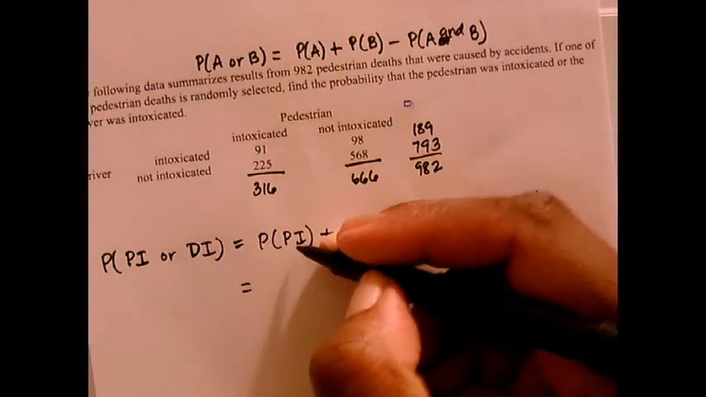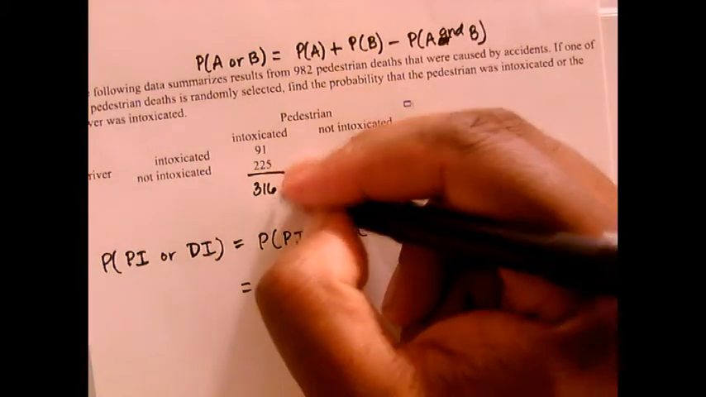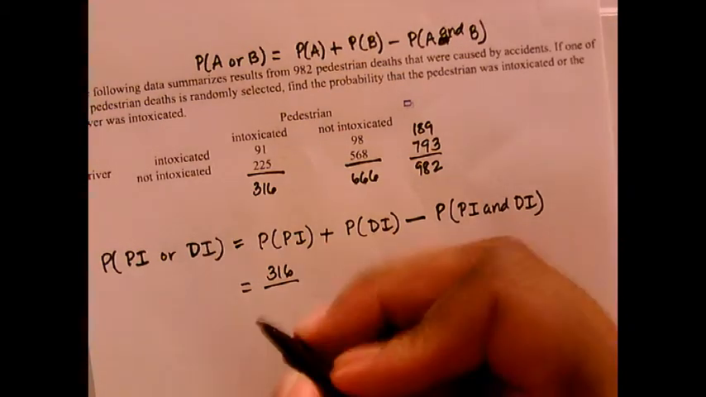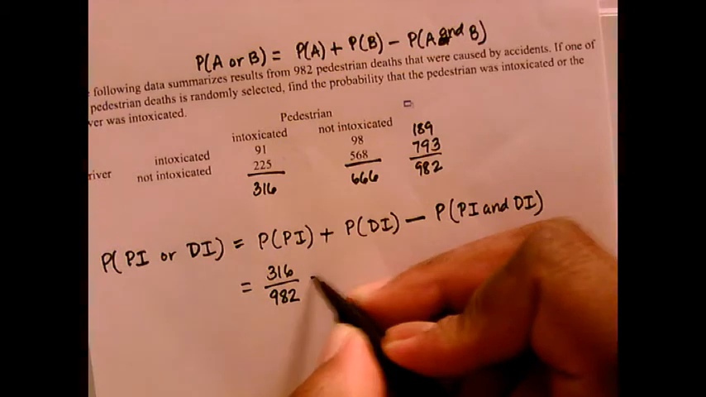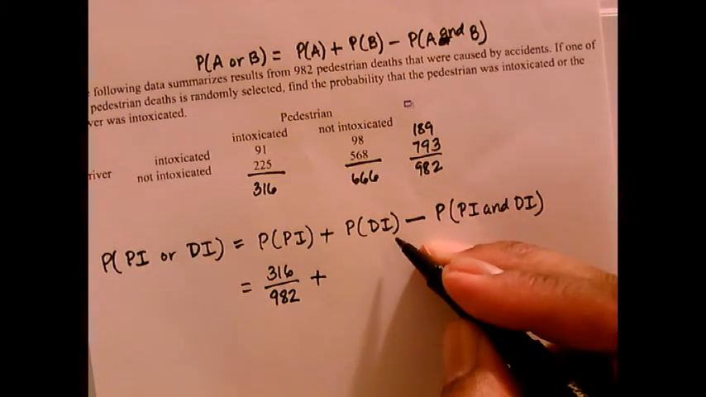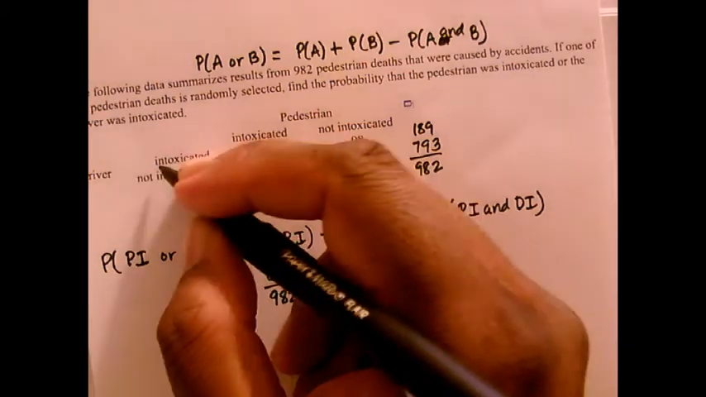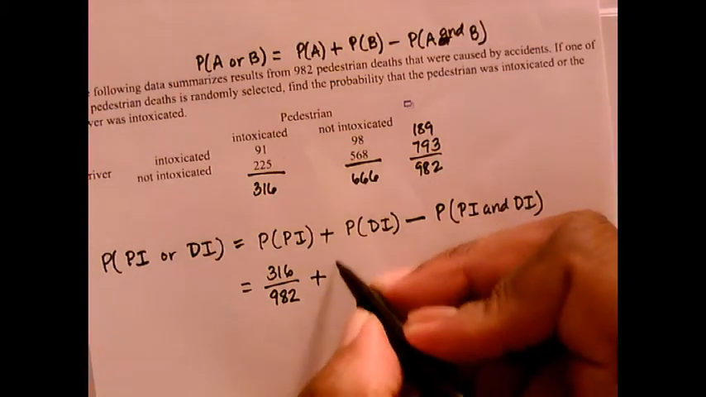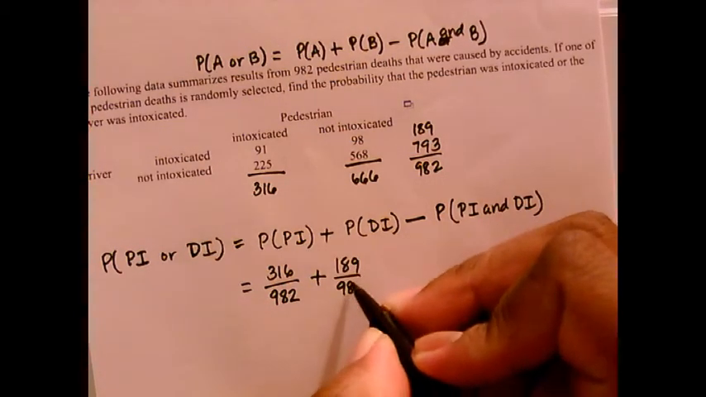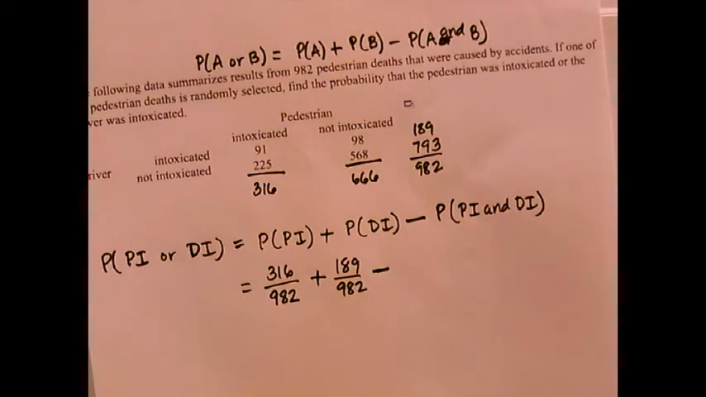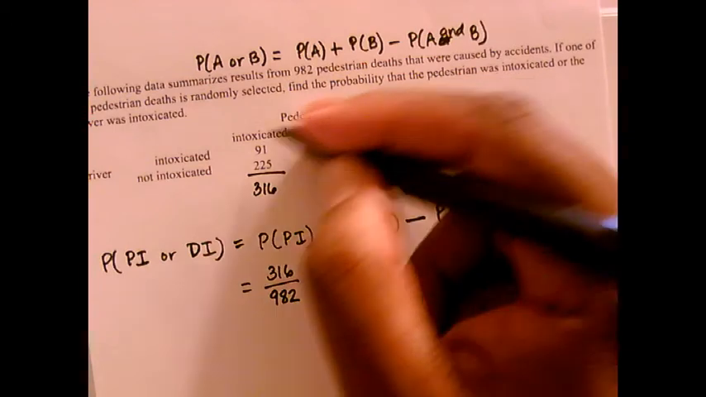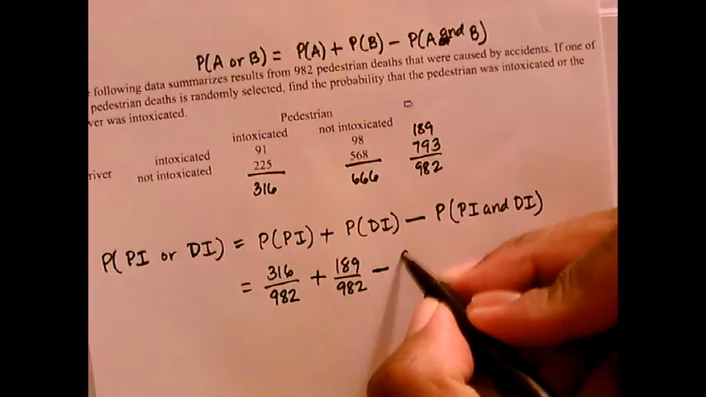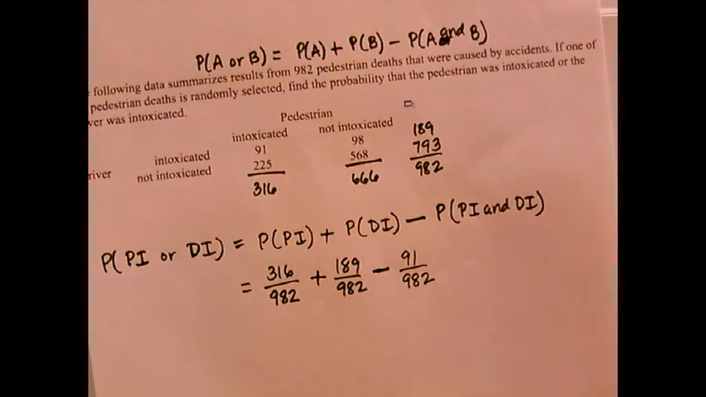So in this case, the probability that the pedestrian was intoxicated, that's this number, 316 over 982. That's the grand total. Plus the probability that the driver was intoxicated. Here, driver intoxicated, that total is 189 over 982. Then we have to subtract off the overlap of the driver intoxicated and the pedestrian intoxicated. That intersection is this number right here, 91. So it'll be 91 over 982.